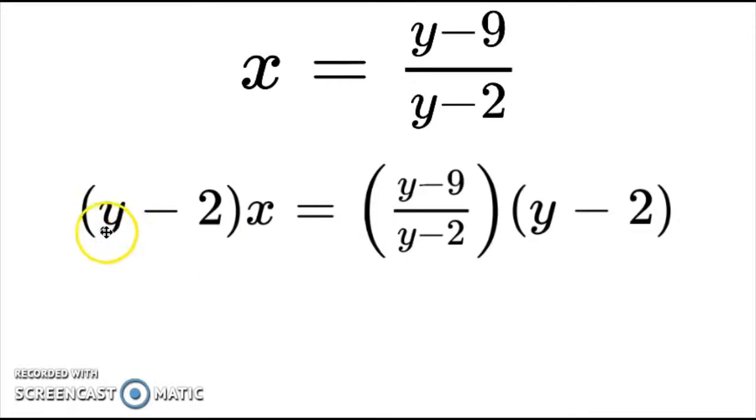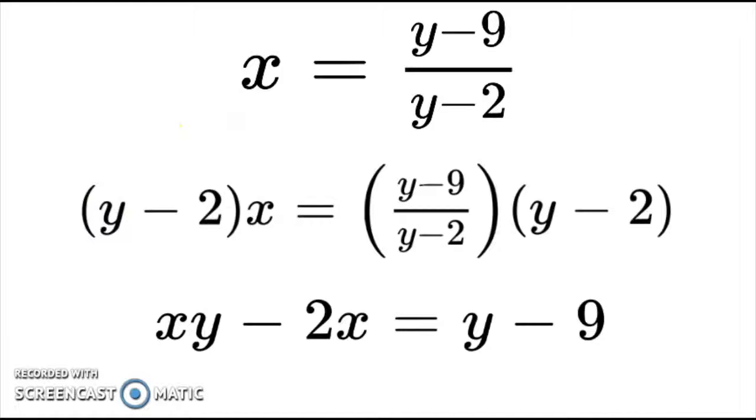So on this side, I'll have y minus 2 times x. And on this side, this entire fraction will be multiplied by y minus 2. Now both of these would go away and we'll just be left with y minus 9. On this side, we will distribute that x, so y times x is xy, and negative 2 times x is negative 2x. So now we have a simpler equation to work with. Now let's continue solving for y.